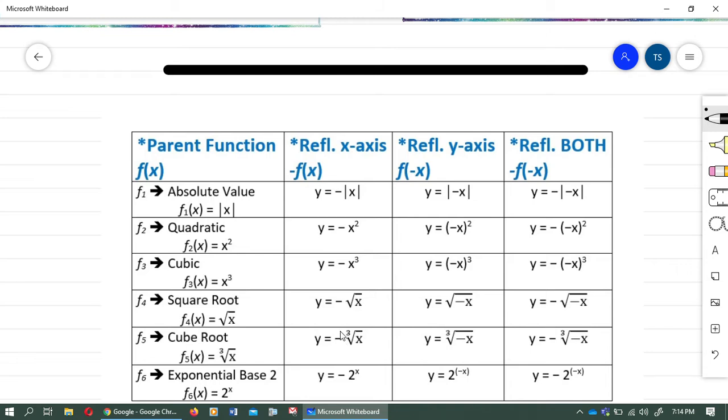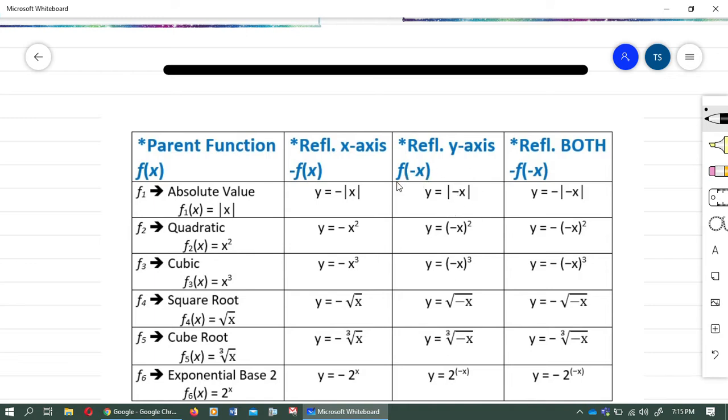But anyway, you can see what that looks like for each specific parent function when you have a negative on the outside of the function, and it's going to be a reflection over the x-axis. Again, that's a vertical reflection over the x-axis. And it's a vertical reflection because the figure is going to flip up and down over the x-axis.